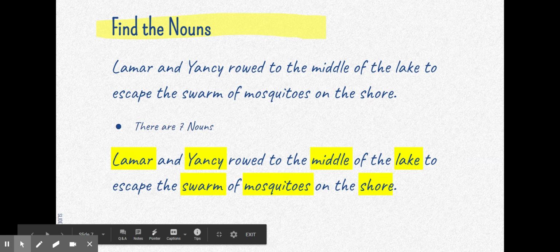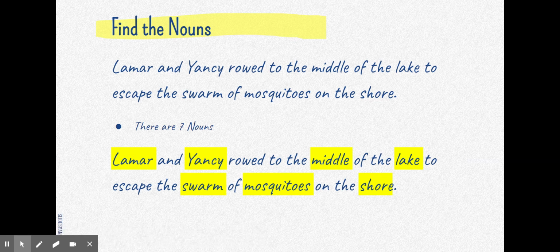Okay, here's our answer. First 2 nouns are the people's names, Lamar and Yancey. Those are people. Middle is our next noun. That's a place. The middle of something is a place. Lake is also a place. Swarm and mosquitoes are both things. A swarm of something is a thing, and mosquito is a thing. And shore is a place. So those are our 7 nouns in that sentence. Make sure you've got the correct answer on your notes.